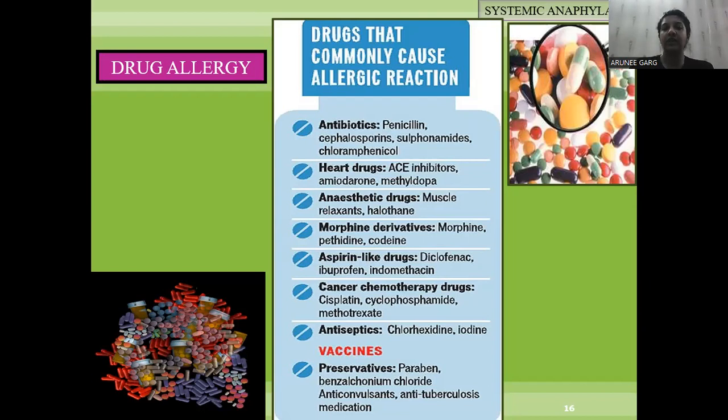Morphine derivatives like morphine, pethidine, and codeine. Aspirin-like drugs like diclofenac, ibuprofen, indomethacin. Cancer chemotherapy drugs like cisplatin, cyclophosphamide, and methotrexate. Antiseptics like chlorhexidine and iodine can also occasionally cause an allergic reaction. The vaccines have preservatives like paraben, and anticonvulsants and antituberculosis medications can also cause an allergic reaction.